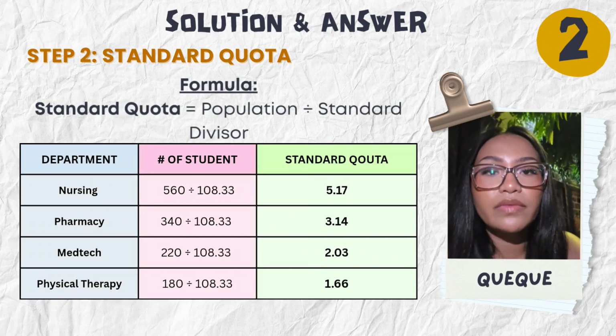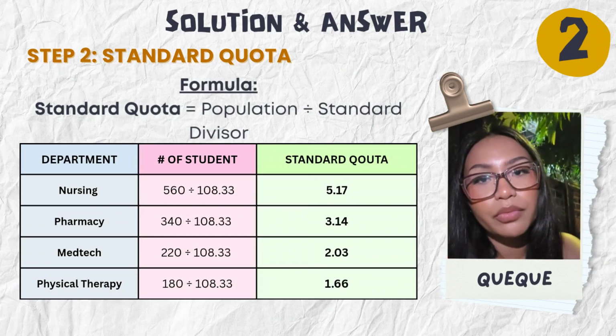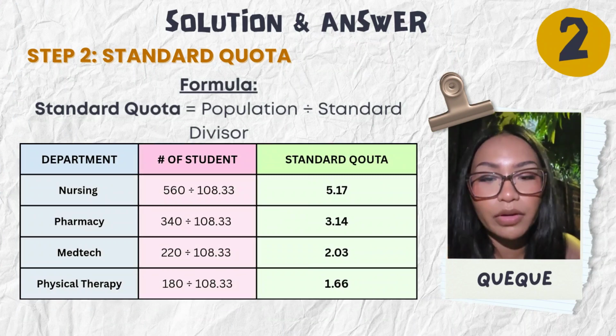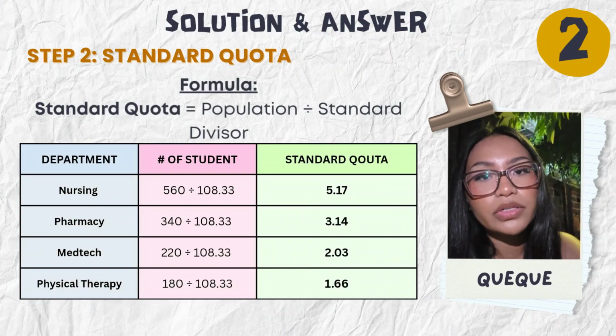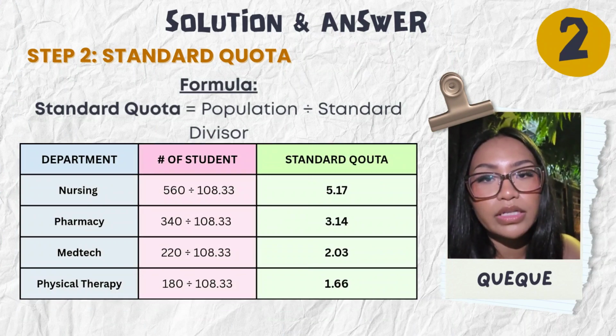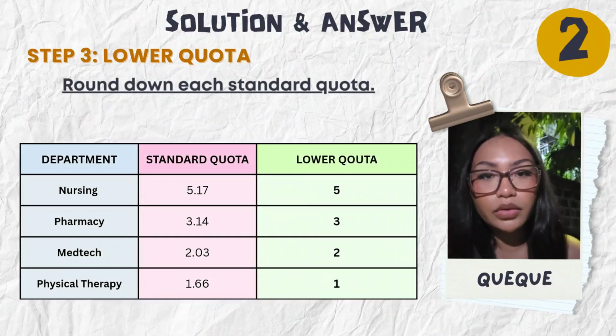For pharmacy, we divide 340 by 108.33, which is approximately 3.14. For MedTech, 220 divided by 100.33 is 2.03. For Physical Therapy, 180 divided by 10.33 is 1.6. The next step is to assign the lower quotas.